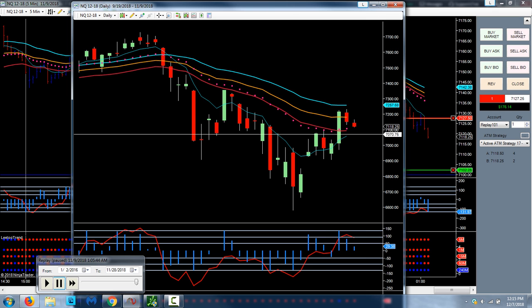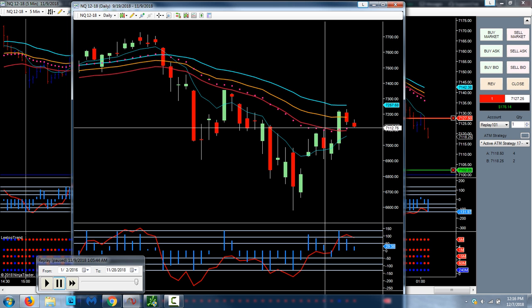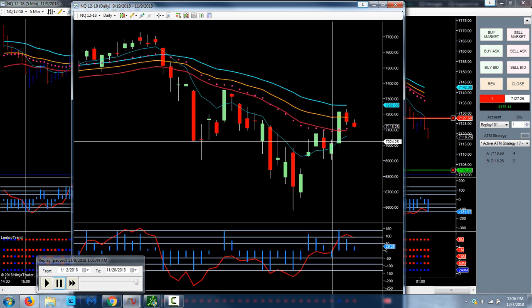Right here, this bar, 7103, I think it is the high. Right about there, 7,100, 7,103, right in there. If we can get through the high of this, I'm going to be looking to the next level, which is 70.35, which is this bar, and that's that tail.